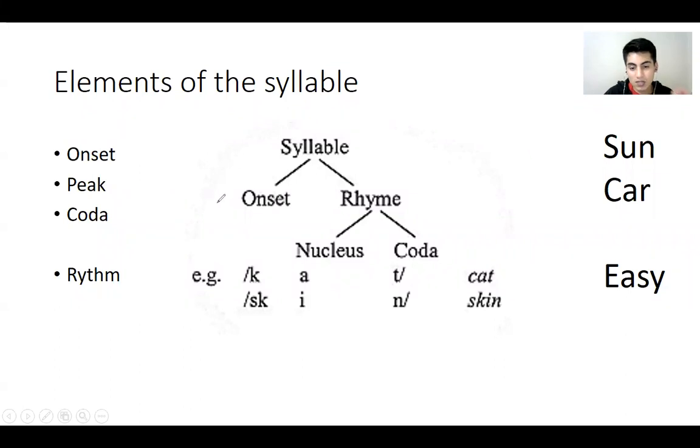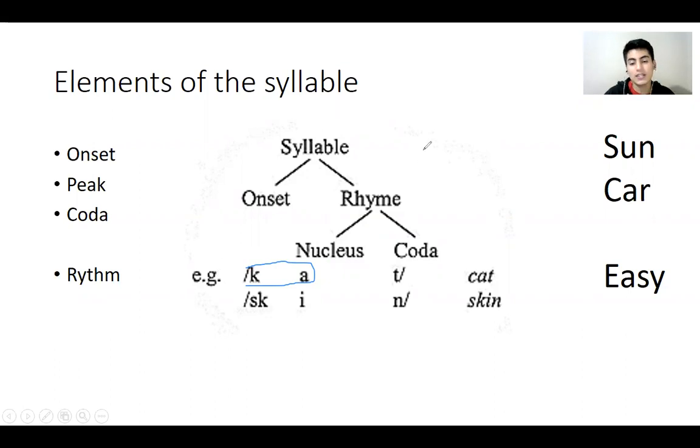Then we have the onset and the coda. Let's start with the onset right here. The onset is just the sound or the consonant that is before the nucleus or the peak. So in this example, we have the word cat, and we can see that the onset is the letter K. With the K sound and the A nucleus, the sound changes. It is more like K, K.